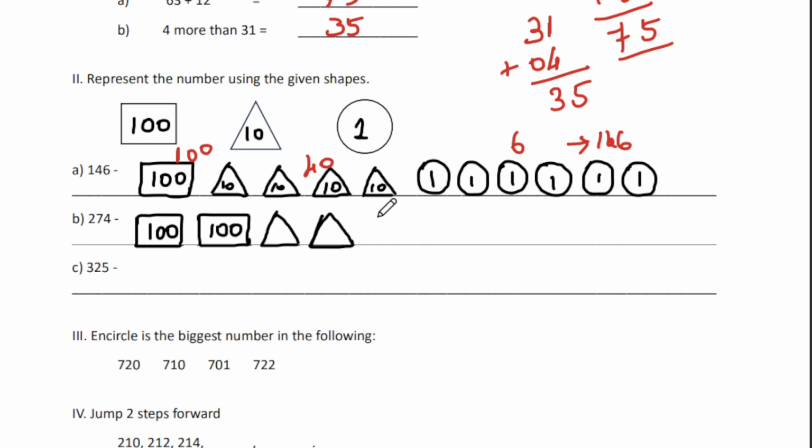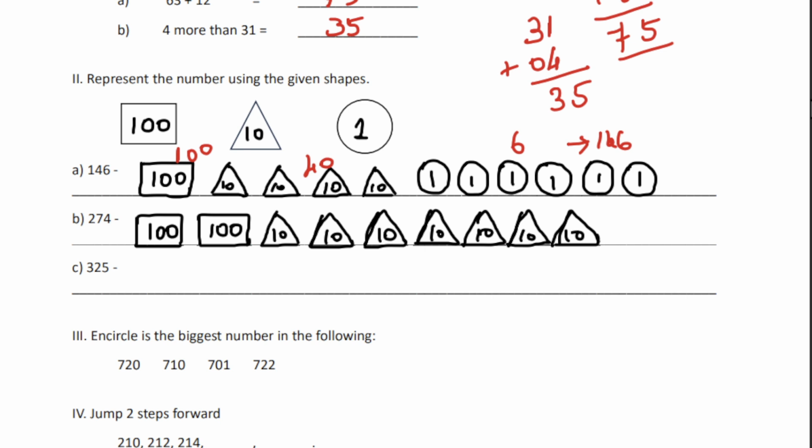So 1, 2, 3, 4, 5, 6, 7. Okay, so write 10, 10, 10. So 7 tens. 1, 2, 3, 4, 5, 6, 7.